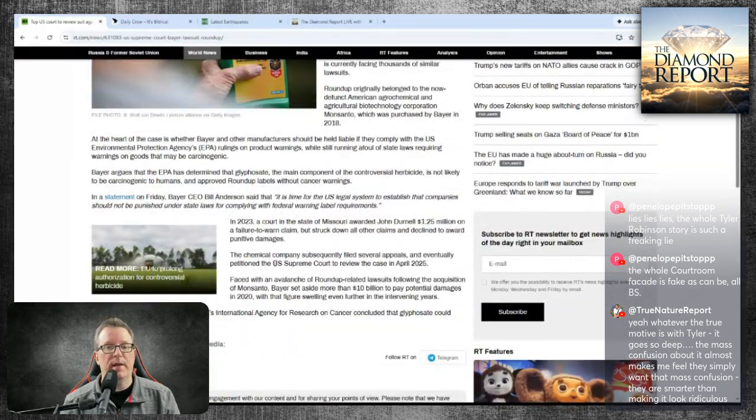Bayer argues that the EPA has determined that glyphosate, the main component of the controversial herbicide, is not likely to be carcinogenic to humans, and approved Roundup labels without cancer warnings. In a statement on Friday, Bayer CEO Bill Anderson said that it is time for the U.S. legal system to establish that companies should not be punished under state laws for complying with federal warning label requirements.